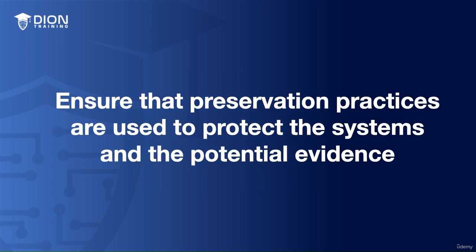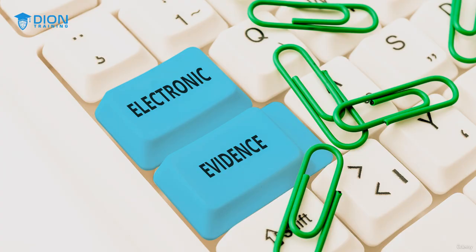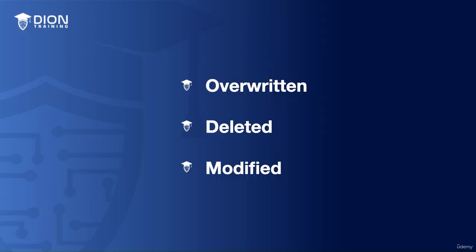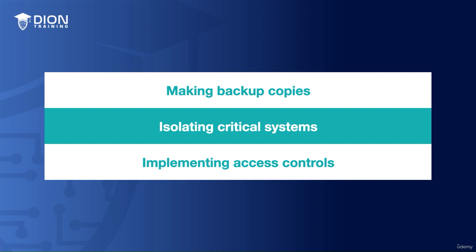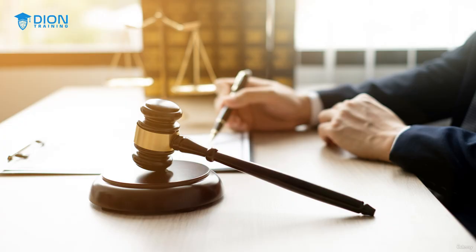When a legal hold is issued, you must ensure that preservation practices are used to protect the systems and potential evidence that they contain. Preservation involves taking proactive steps to maintain and protect electronic evidence in its original state, including ensuring that the data is not overwritten, deleted, or modified inadvertently. Preservation measures may include making backup copies of electronic records, isolating critical systems, and implementing access controls to prevent any unauthorized alterations. The goal of preservation is to maintain the evidentiary integrity of the electronic information, which is essential for building a strong case or responding to legal requests.